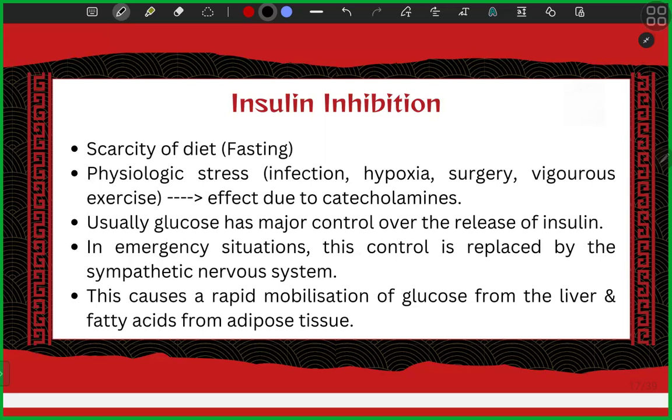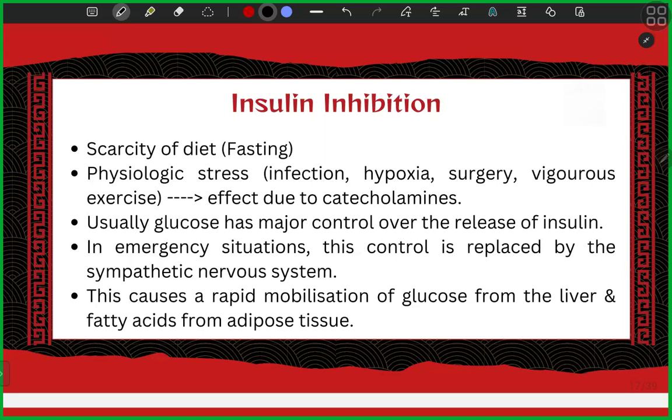And so, usually, in normal situations, glucose has a major control over the release of insulin. So you consume glucose, it acts on your pancreas, and then you have insulin, and that eventually reduces the blood glucose. But in emergency situations, this control is completely replaced by the sympathetic nervous system. Now, the sympathetic nervous system is going to release catecholamines like norepinephrine and epinephrine. They have more of a control on the beta cells now, and this is going to cause a rapid mobilization of glucose from the liver.